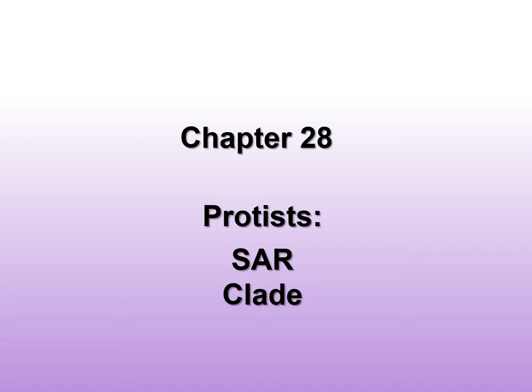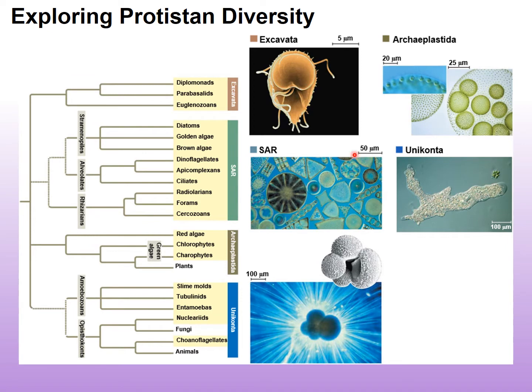All right, so welcome to the second segment on the supergroups, but the third segment overall on protists. So we're going to be discussing the SAR clade of protists. We can see that the SAR group, again, as I mentioned in the first segment, includes the straminophiles, the alveolates, and the rosarians. So SAR stands for straminophiles, alveolates, and rosarians.